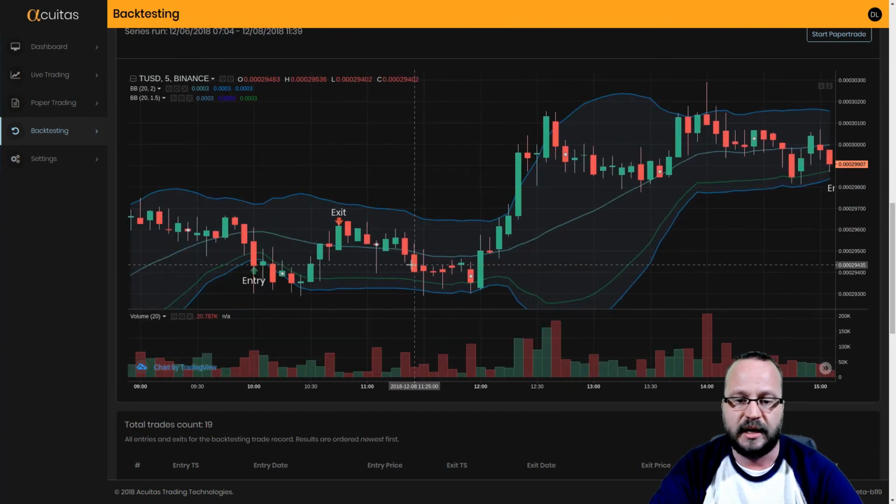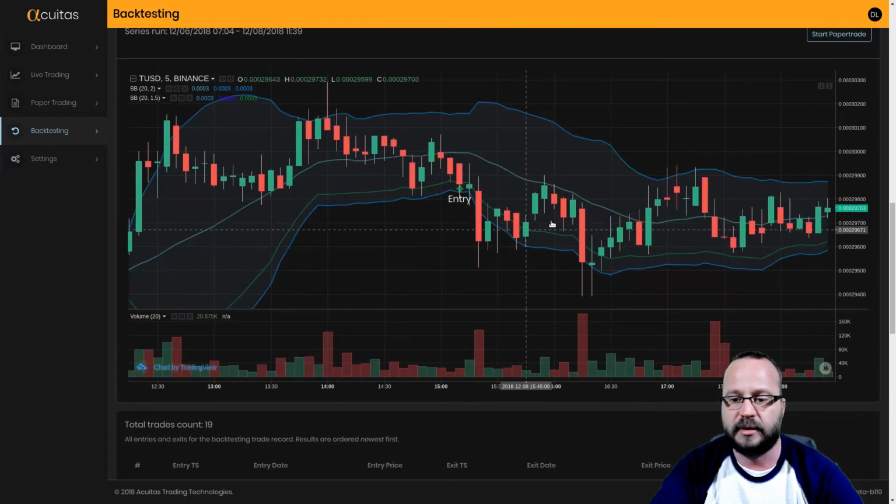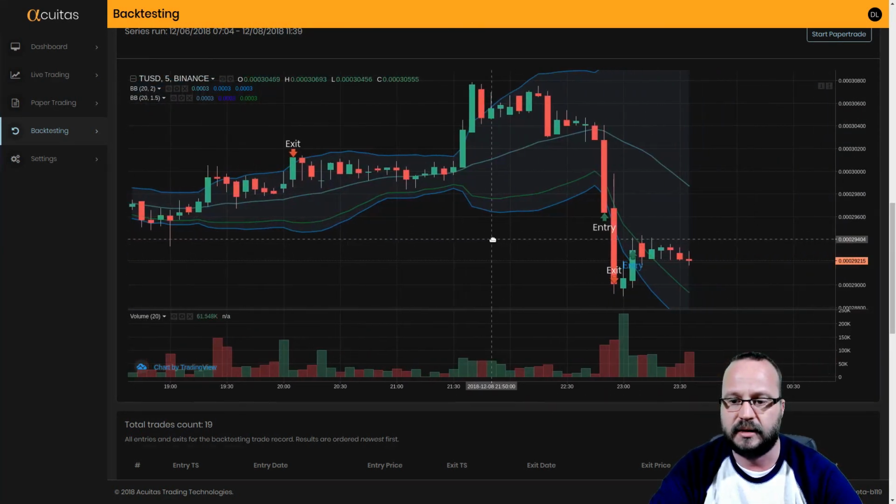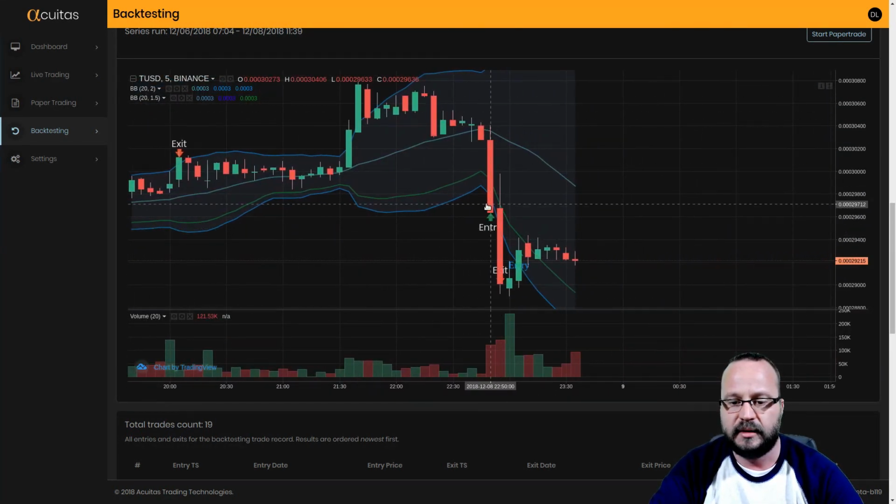So if it's a red candle, it's going to be the bottom of the red candle. If it's a green candle, it's the top of it. That's the last close. So close red is on the bottom, close green is on the top. And if we go to the right, you'll see an interesting thing. Yep, there it is. So we entered and we exited.